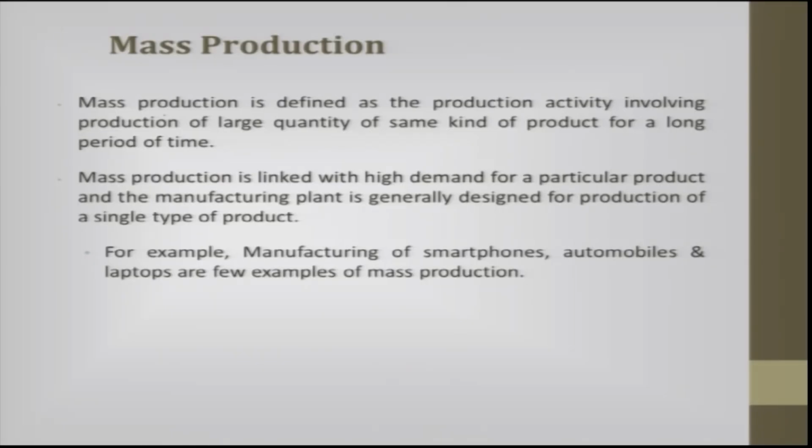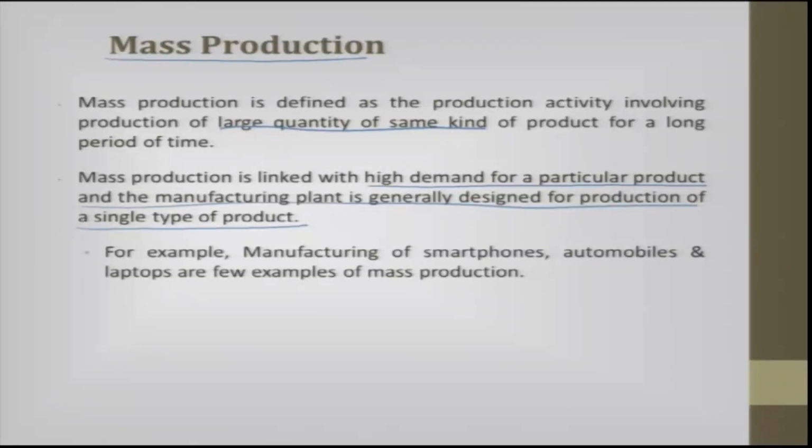So, mass production is a concept of trying to produce large quantities of the same kind of product. Mass production is linked with high demand for a particular product, and the manufacturing plant is generally designed for production of a single type of product. For example, cement, iron and steel, pharmaceutical companies, petroleum companies. Mass requirement is there, so they will try to tweak to the required customer and produce. So, mass production is another concept which has to be considered when you do product design.